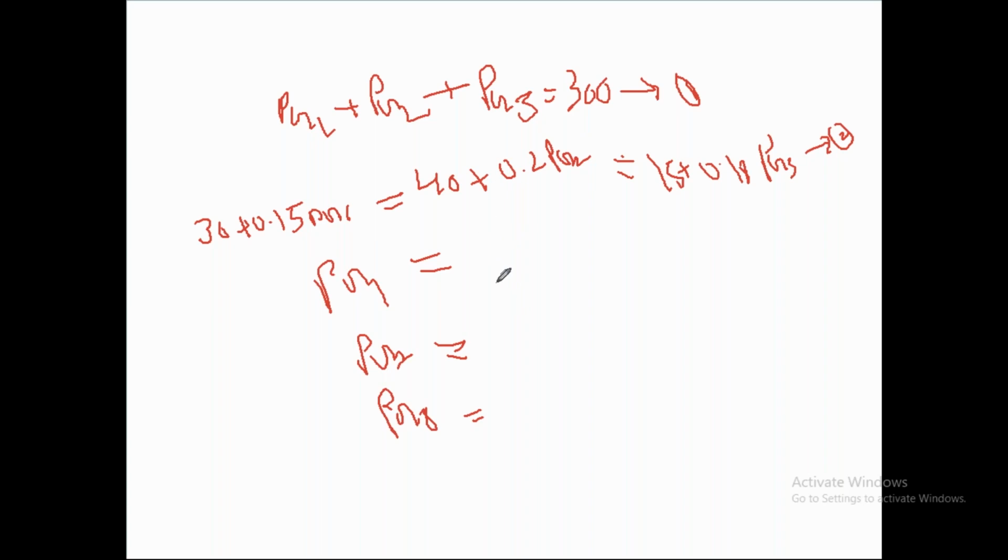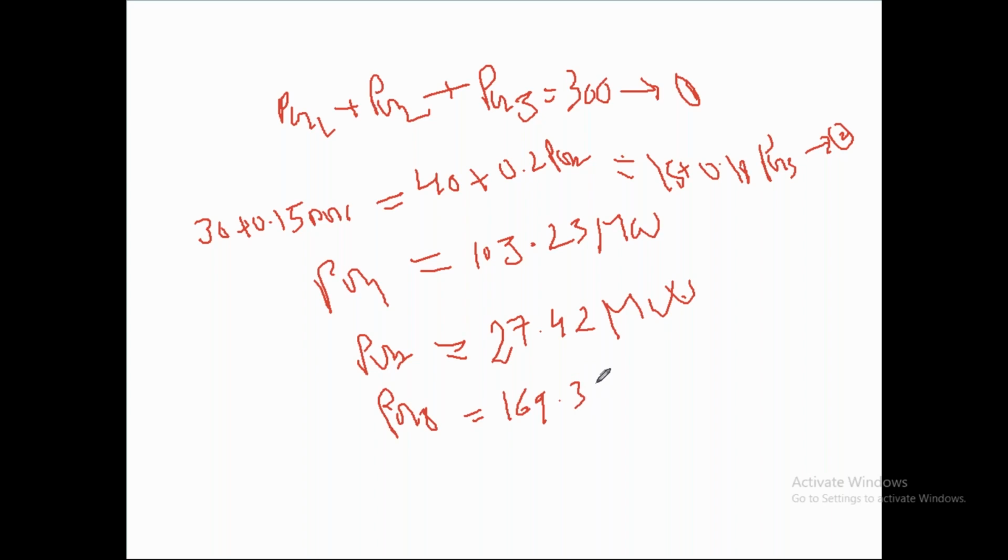See, after solving these equations, you will get Pg1 is 103.23 megawatt. Next, Pg2 is 27.42 megawatt. Pg3 is 169.35 megawatt.